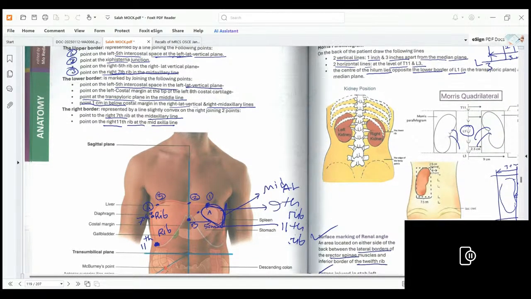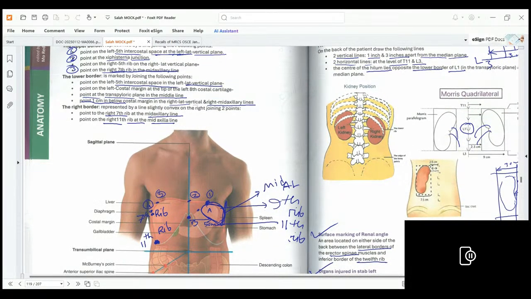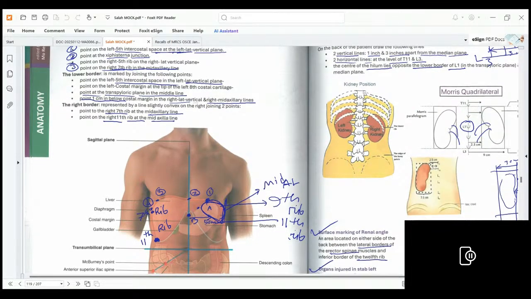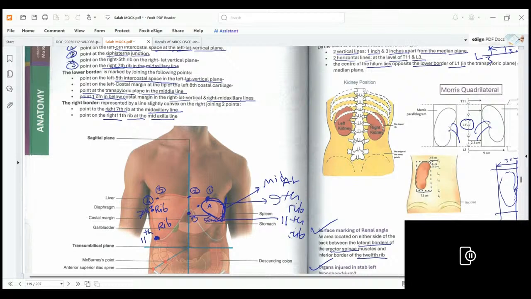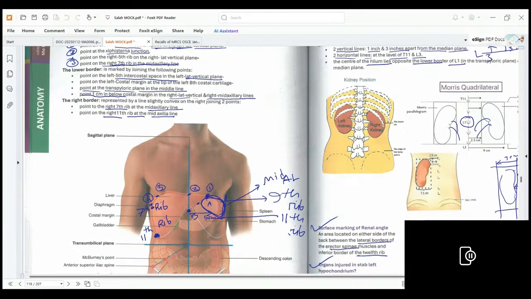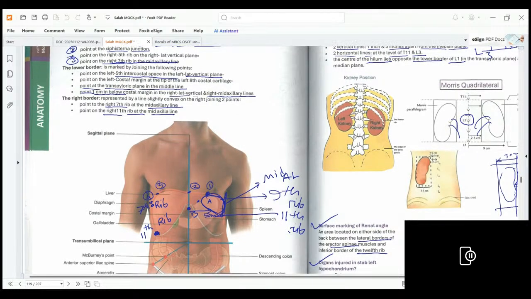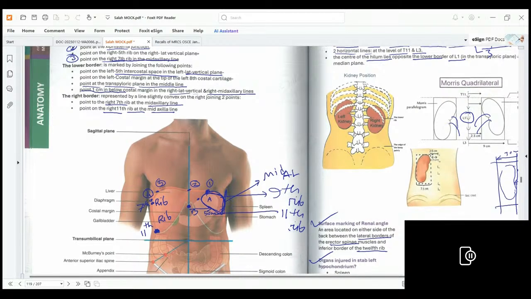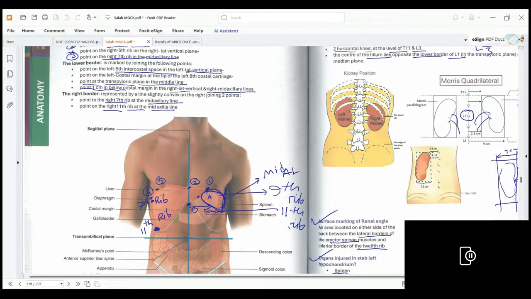Now this is the third point. Third point is a point at the transpyloric plane in the midline. Sorry, it should be in the midline. Transpyloric plane in the midline. Third point is the transpyloric plane in the midline.